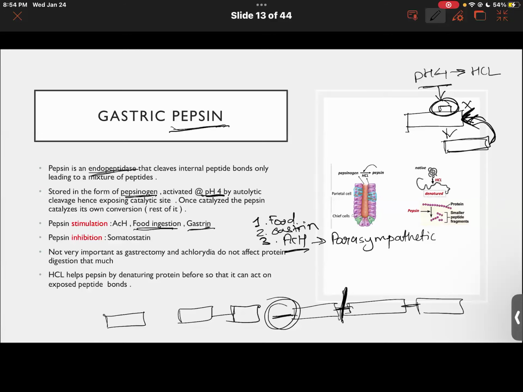And what inhibits pepsin? Easiest thing in the world, somatostatin. I told you it's always an inhibitor. It inhibits, that's its function. So somatostatin inhibits pepsin. Now, is pepsin important?